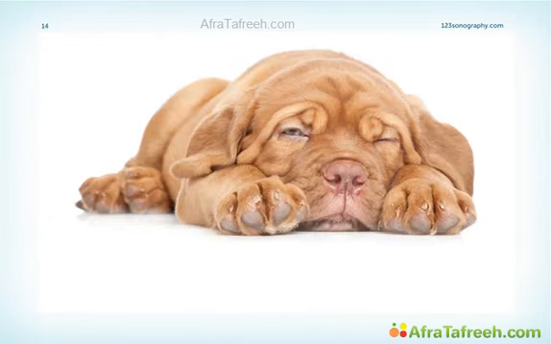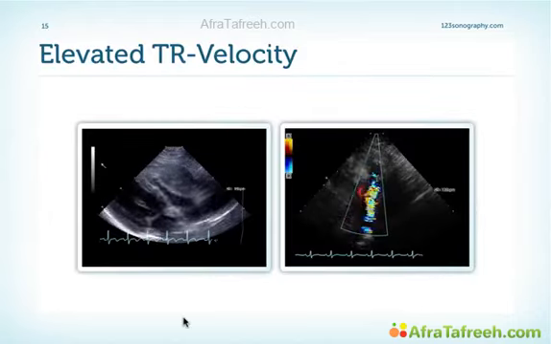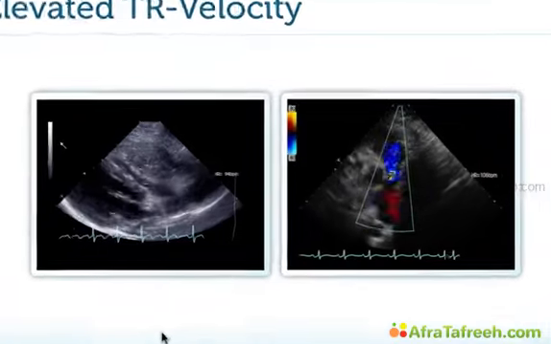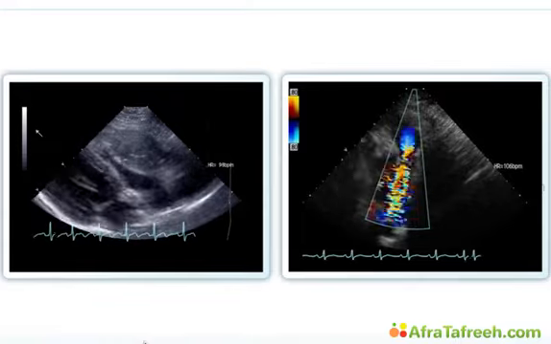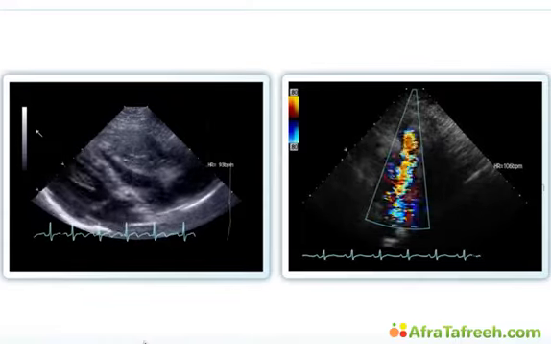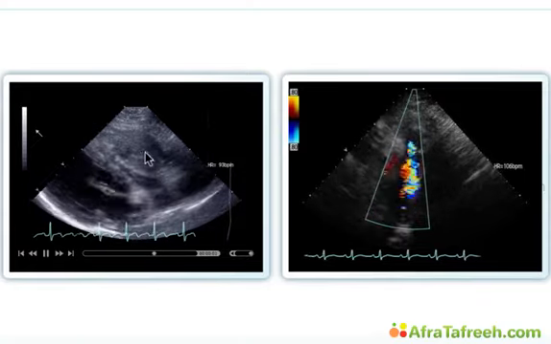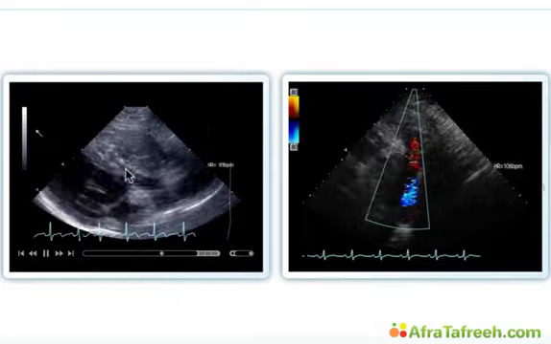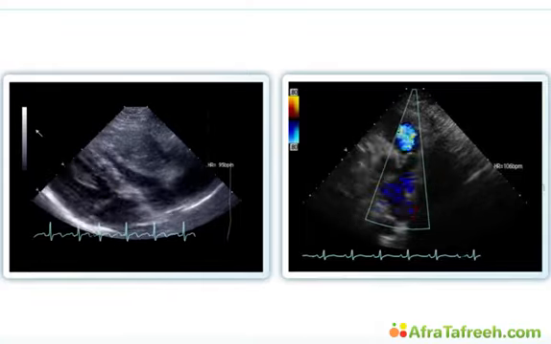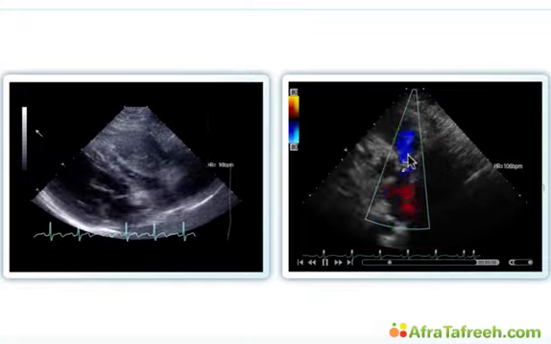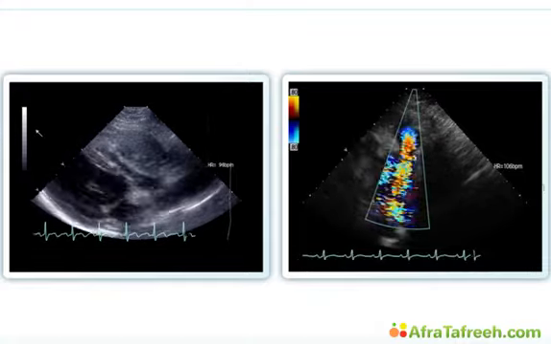But does elevated TR velocity always mean you have pulmonary hypertension? Not necessarily. Here we have 2 examples. Both patients have high TR velocities. Can you see why? Well, in the patient on the left, you can see a huge mass compressing the right ventricular outflow tract. And in the patient on the right, you can see that there is flow turbulence across the pulmonic valve, indicating pulmonic valve stenosis.